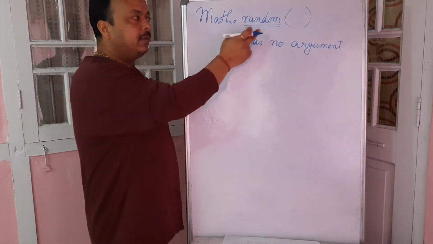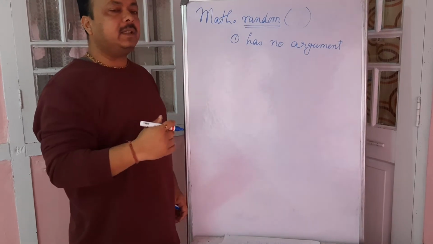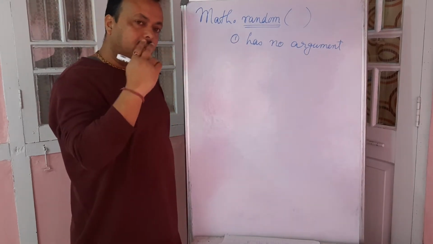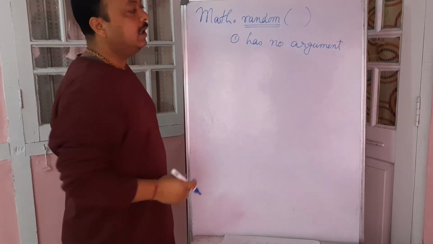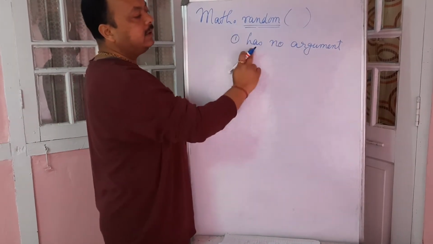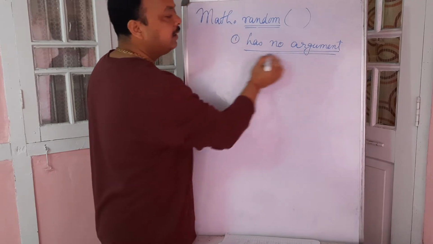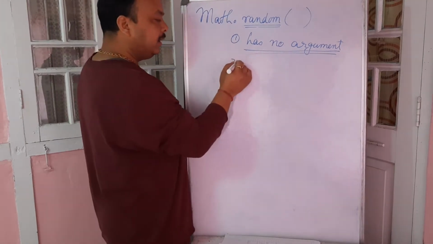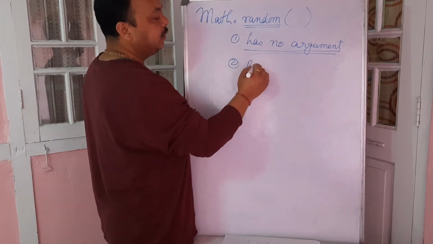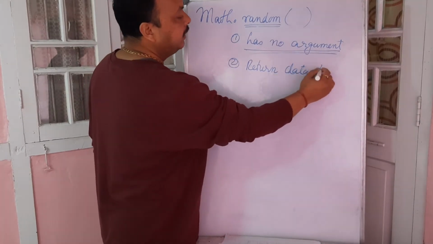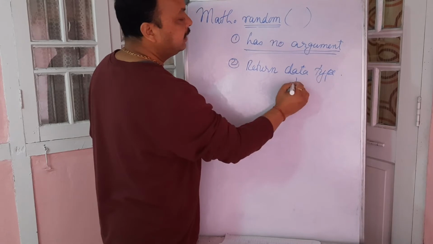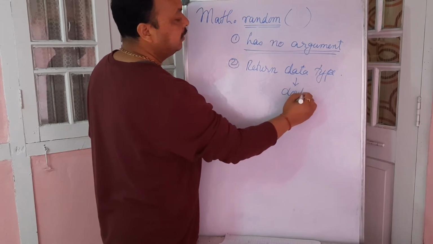Most of the functions before random accepted one or two values in this set of parentheses. But random is a function which has no argument. It does not accept anything, but it will definitely give you something. There is a return data type, and that return data type is double.